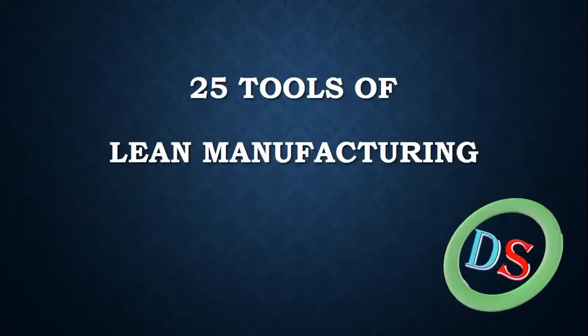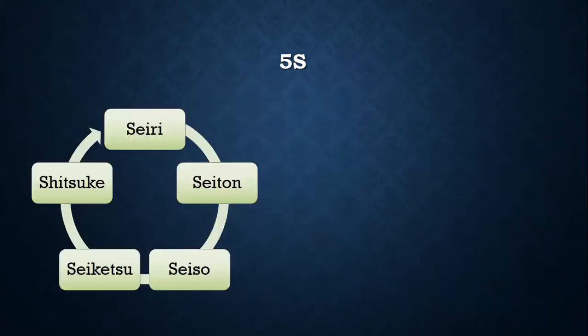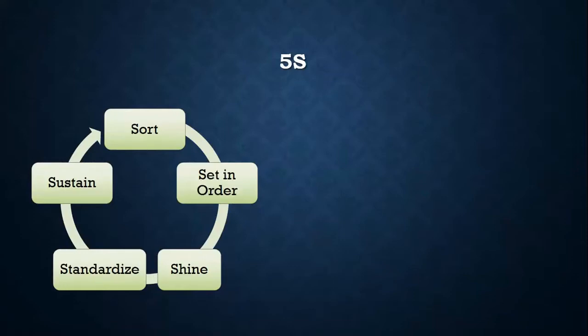Our next tool for today's video is 5S. The 5S methodology is adopted and promoted as a lean tool at the home of lean manufacturing, Toyota, under Sakichi Toyoda. The 5S we are talking about are Seiri, Seiton, Seiso, Seiketsu, and Shitsuke, Japanese names for sort, set in order, shine, standardize, and sustain.